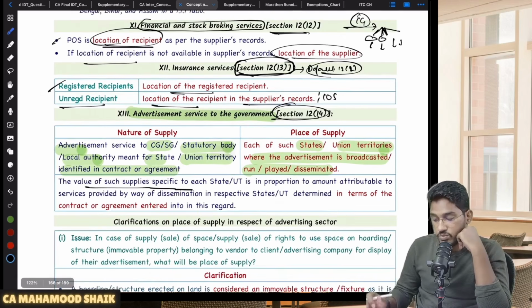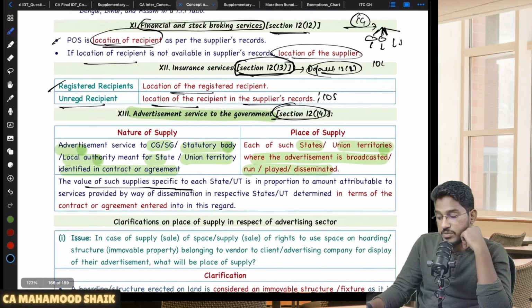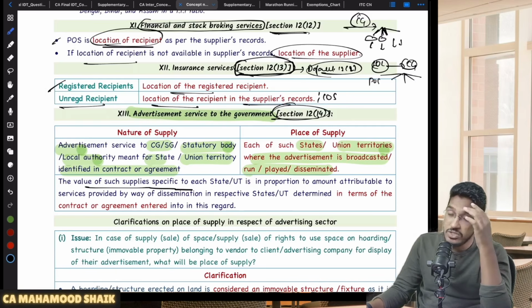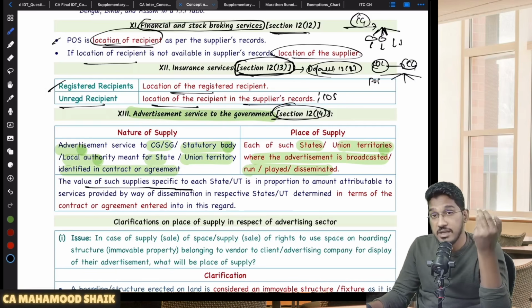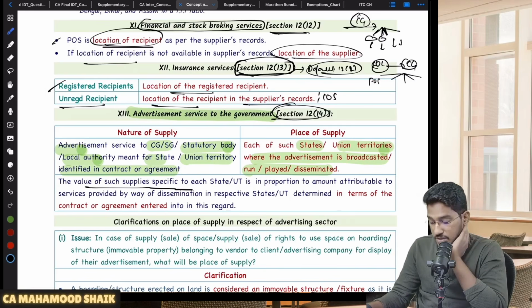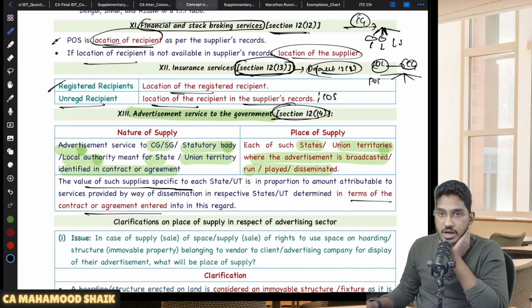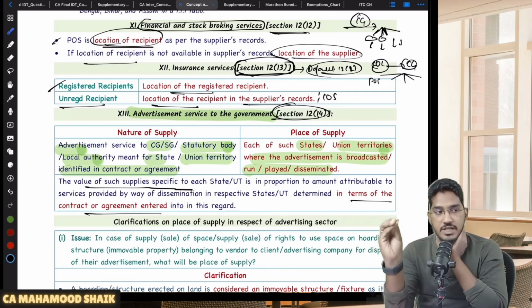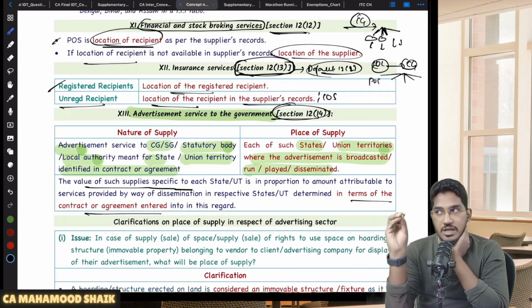Sir, how to determine value? Okay, sir. Let us say one advertising agency is providing 10 lakhs worth of services to central government. Now that advertisement will be displayed in multiple states and union territories. So you told that the place of supply will be in each state or union territory wherever that advertisement is getting disseminated. But how to bifurcate the value, sir? It will be bifurcated in terms of the contract or agreement. You have to refer to the contract or agreement. If in the contract or agreement they have identified for this state this much, for this state this much, then according to that bifurcation, you have to determine the place of supply.